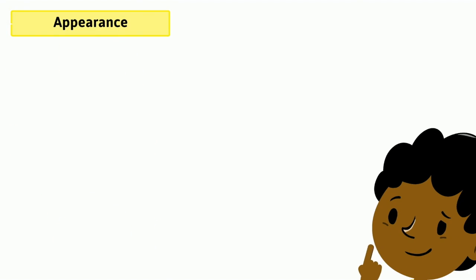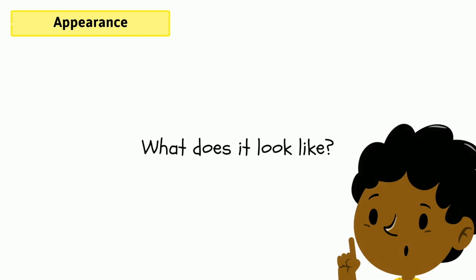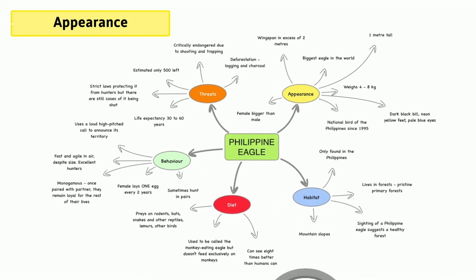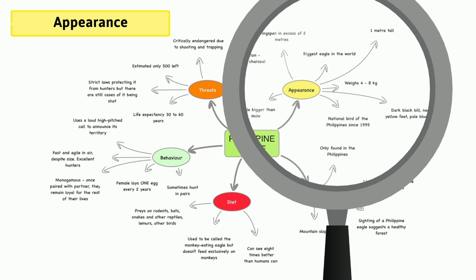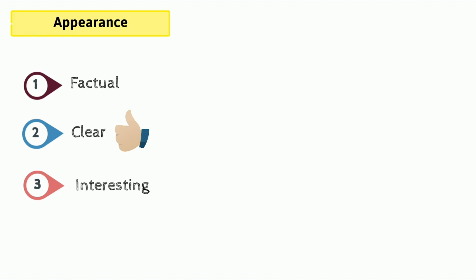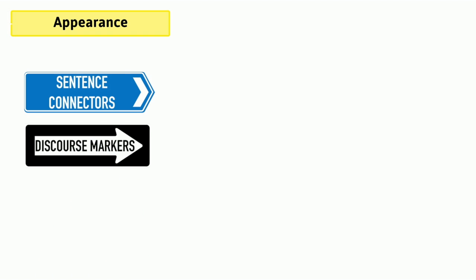We now need to write the appearance paragraph. This should answer the what it looks like question. Let's look at the mind map to see what information I found out. Before we start the paragraph, it's important to discuss how we can make our information reports clearer to our reader. The secret is to use sentence connectors, which are also called discourse markers. They help our writing to have flow.